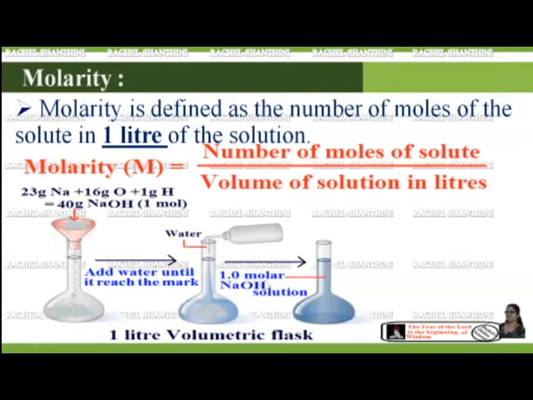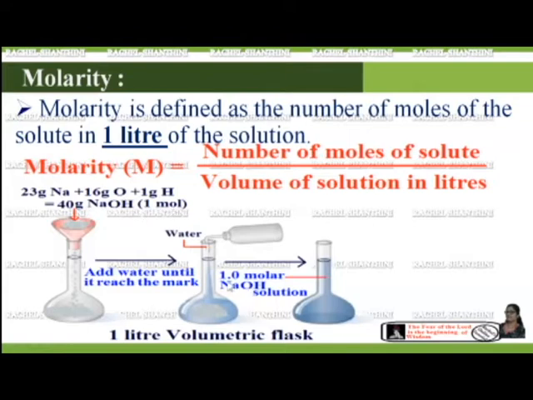Here I have given 1 molar sodium hydroxide solution as an example. We know that the atomic mass of sodium is 23, atomic mass of oxygen is 16 and the atomic mass of hydrogen is 1. So if we sum up, we get 40 grams, that is 1 mole of sodium hydroxide.